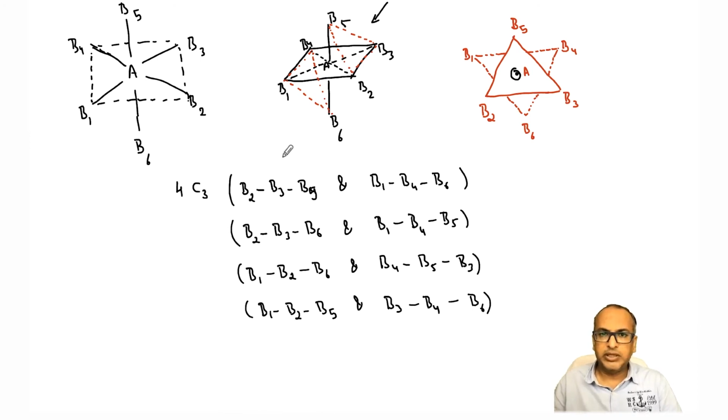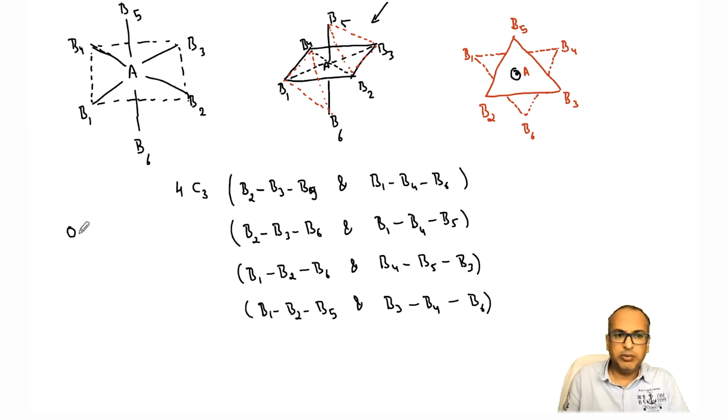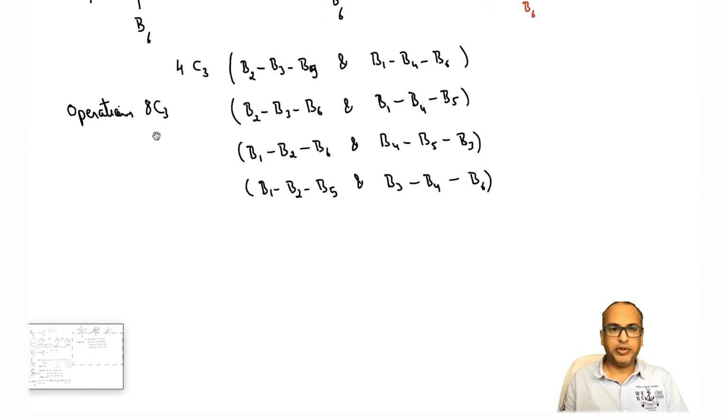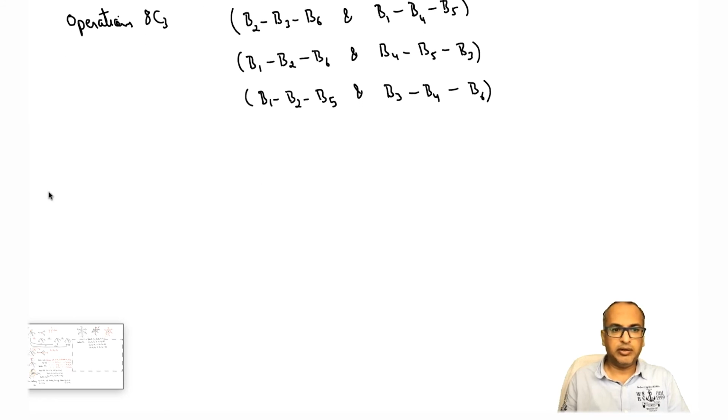Did we miss any other axis? I guess no, because we have covered all possible combinations. So 4 C3 axes, and thus the number of operations will be 8. Remember, each C3 axis will give you 2 operations. So 4 C3 axes will give you 8 C3 operations, right? So that is for C3. Now let's see what else it has. Let's draw this molecule again.